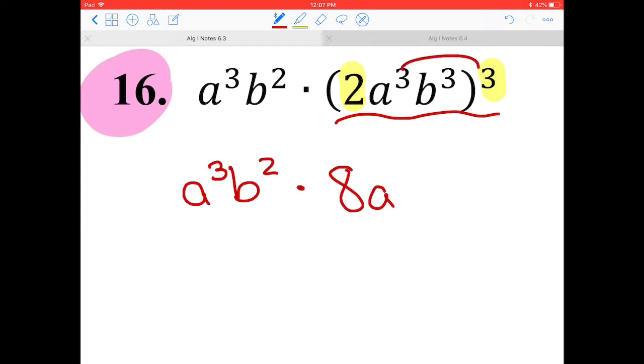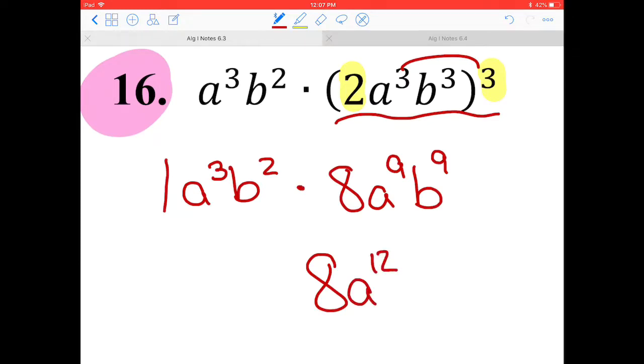A, let's see, 3 times 3 is 9. And then b also 9. Now I'm going to multiply. The coefficient in front of this first guy is a 1, so 8 times 1 is 8. And then add your exponents. 3 and 9 makes a to the 12th. B, 2 and 9 makes b to the 11th.